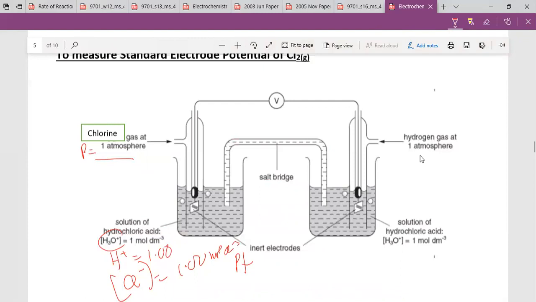Quickly, okay? Time is up. So here's chlorine gas, Cl2 gas, at a pressure of 1 atmosphere, and the temperature is 298 K. Don't care about all this now, okay?